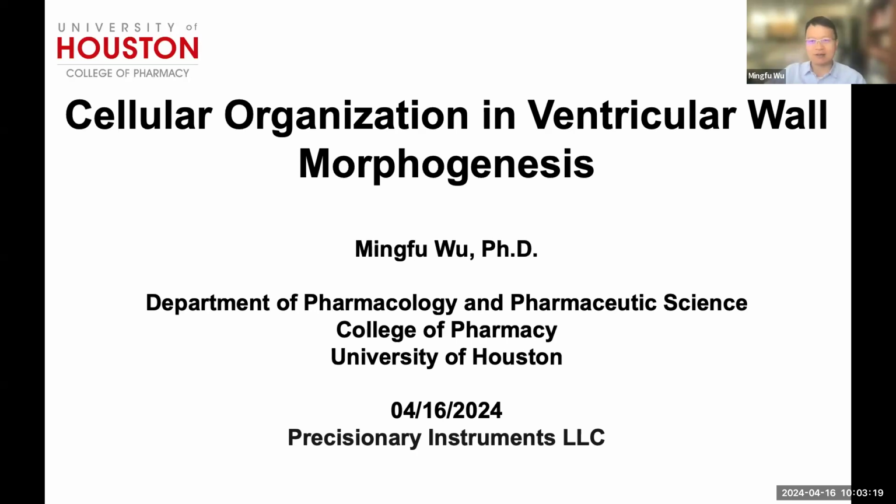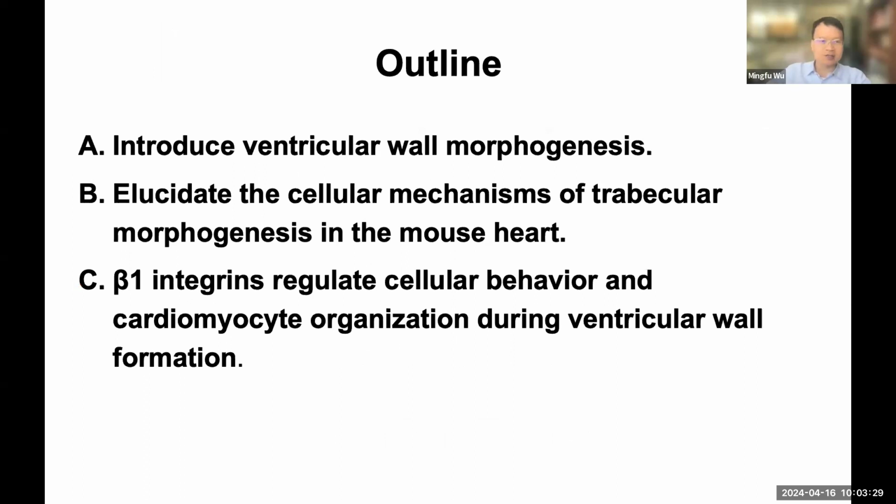So today we're going to focus on the cellular organization in ventricular wall morphogenesis. I'm going to introduce ventricular wall morphogenesis, and then we're going to elucidate the cellular mechanism of trabecular morphogenesis. Trabecular morphogenesis is one of the key steps in the ventricular wall morphogenesis. And then third, we're going to talk about beta-1 integrin, regular cellular behavior and the cardiomyocyte organization during ventricular wall formation.